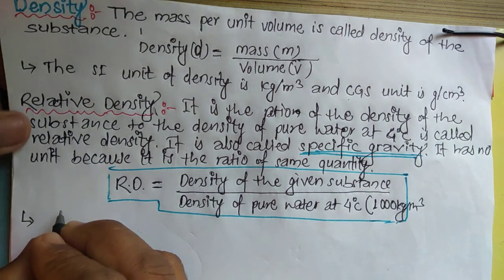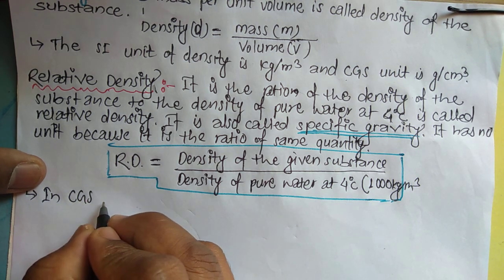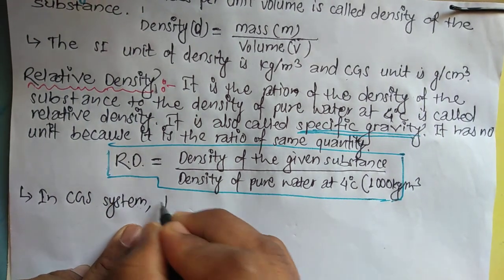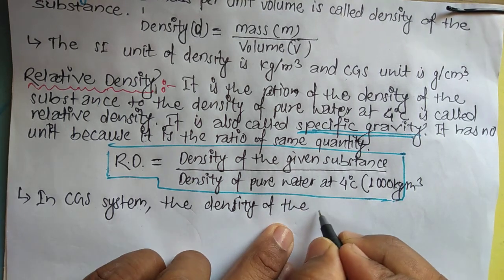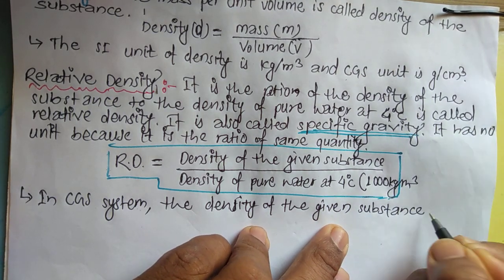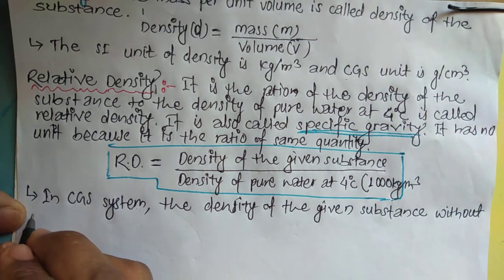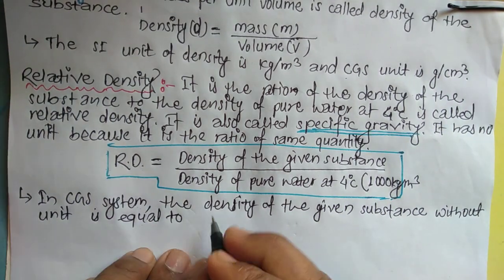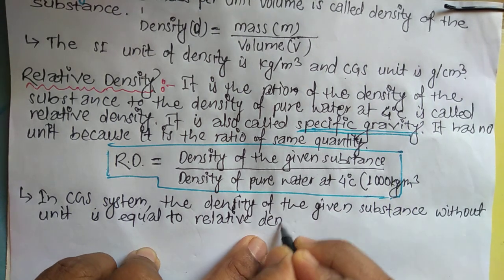So two main points are here. In the CGS system, which is a system of measurement, the density of the given substance without unit is equal to the relative density of that substance.